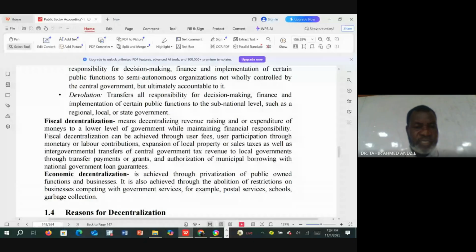Now, fiscal decentralization can be achieved through user fees, user participation through monetary or labor contribution, expansion of local property or sales tax, as well as intergovernmental transfers of central government tax revenue to local government through the District Assembly Common Fund.